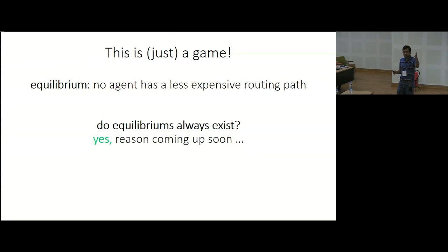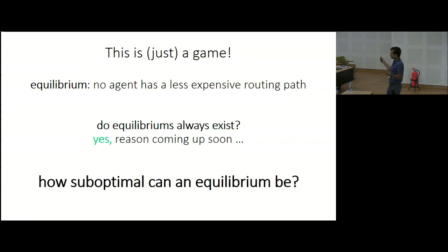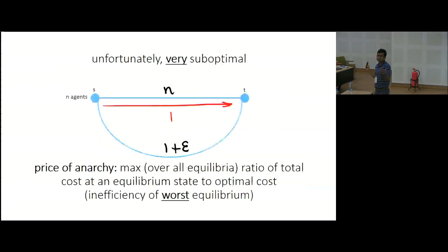Now that we know that equilibriums do exist, although we haven't seen a proof yet, the next obvious question is what Rajshekhar asked: how good are these equilibriums? In particular, can we get to very suboptimal equilibriums, equilibriums that are much more expensive than the optimal solution? The answer to this is something we have already seen. If we go back to the example that we saw a few slides ago, this is in fact an example of an extremely suboptimal equilibrium.